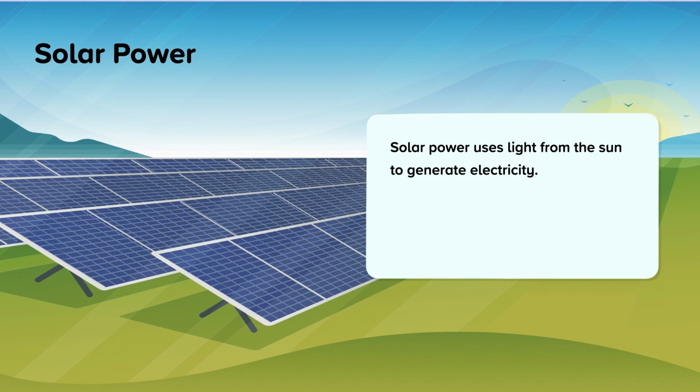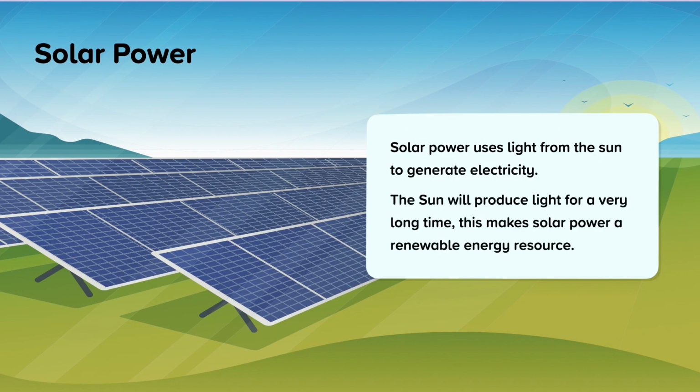Solar power uses light from the sun to generate electricity. The sun will produce light for a very long time. This makes solar power a renewable energy resource.